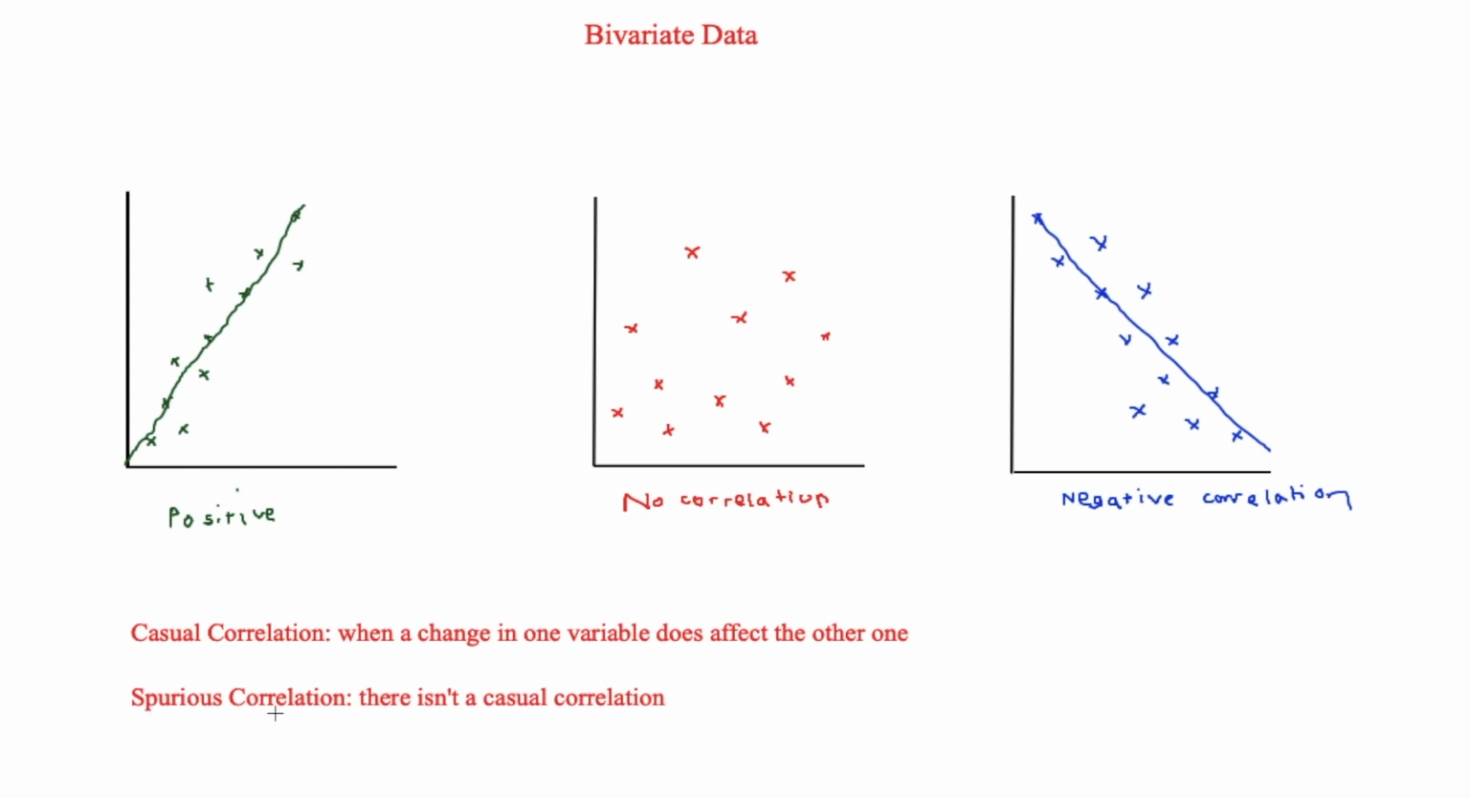However, a spurious correlation is when there isn't a causal correlation. In other words, there could be a positive correlation, and it does show this positive correlation, but there is nothing which links the two variables. That may just be a coincidence. So it could be something like annual income and weight, or annual income and height. There could potentially be a positive correlation between them. However, this would be spurious because the change in one variable doesn't actually affect the other one.